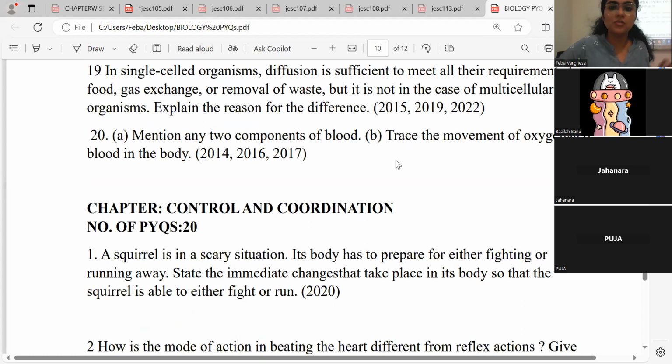Mention any 2 components of the blood. The blood plasma, which is the fluid component of the blood, and the blood cells: RBC, WBC, platelets. Any 2 components you can write.